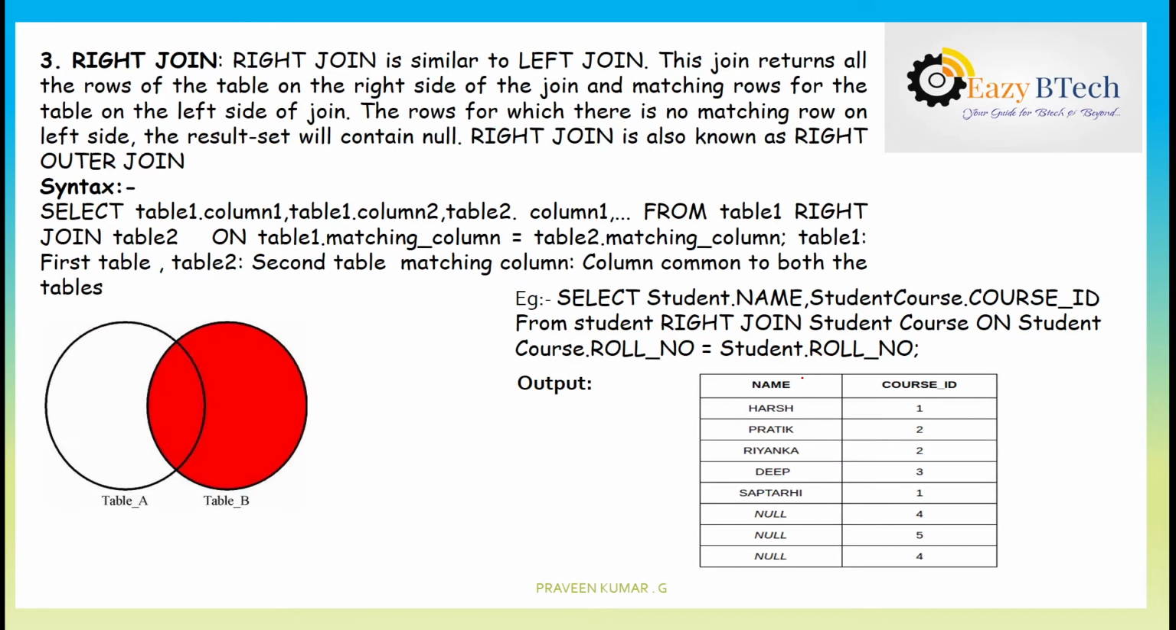Okay, this is about the left outer join. Next, right join. Right join is the reciprocal of the left outer join. This is the reverse of the left outer join. Left outer join prints the common fields and the remaining ones on the left side. Select student dot name, student dot course ID from student right join student course.